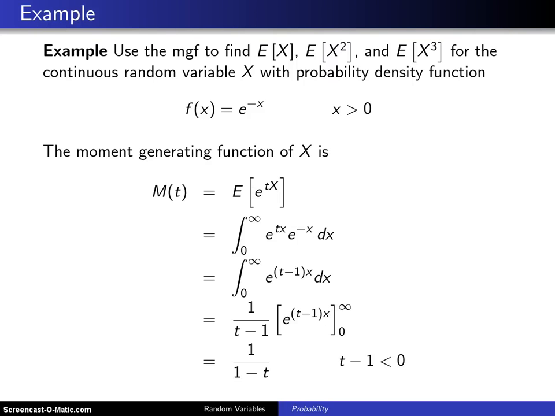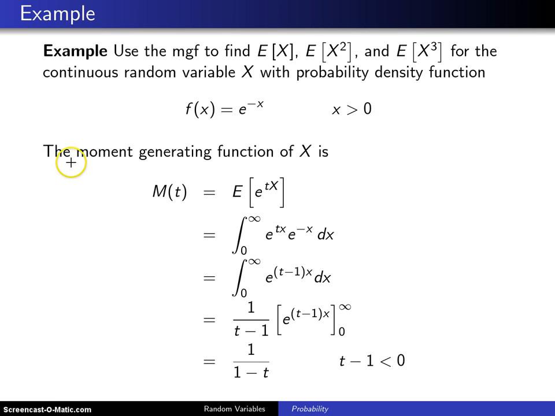Here is an example of using the moment generating function to generate moments. Use the moment generating function to find the expected value of x, the expected value of x squared, and the expected value of x cubed for the continuous random variable x with probability density function f of x equal to e to the minus x on the support x greater than 0.